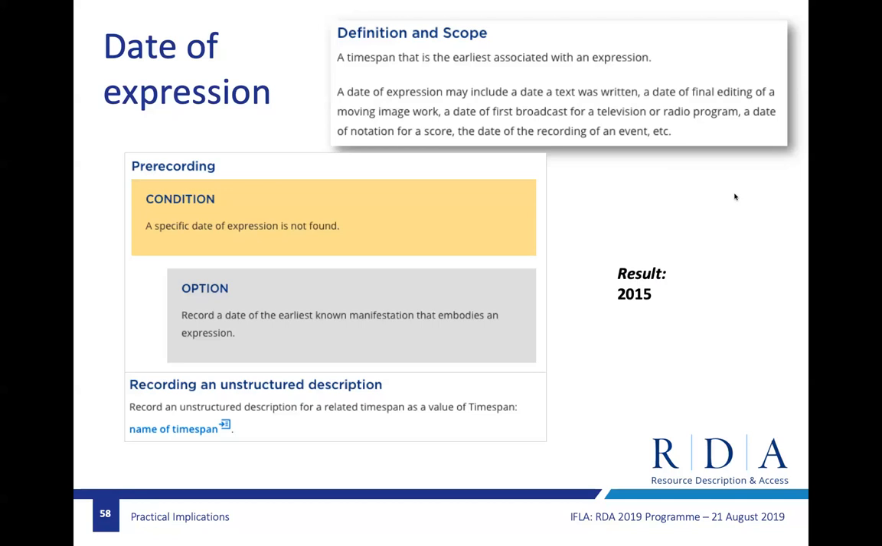Why isn't it in square brackets? Because this is about the expression and not about the manifestation. I don't have to put something in brackets about an expression because there isn't anything that I could put it in brackets about. If you did that, everything for expression would need to be in brackets because expressions have to be embodied by manifestations.